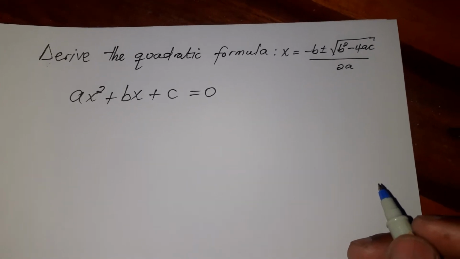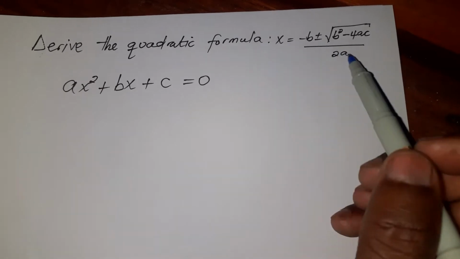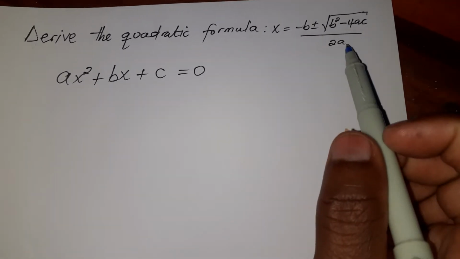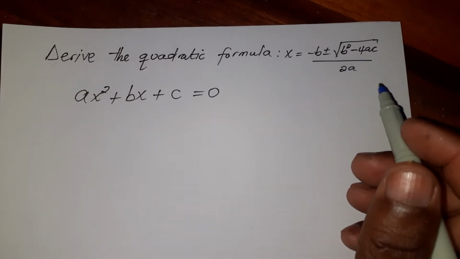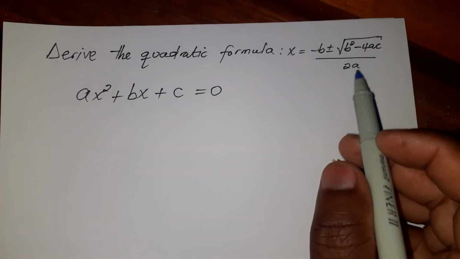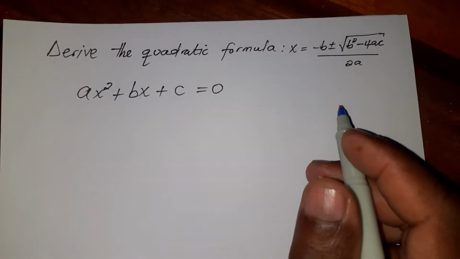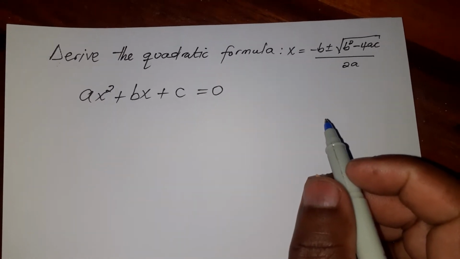In this video, we are going to derive the quadratic formula given by x equals minus b plus or minus the square root of b squared minus 4ac, all over 2a. We want to arrive at that formula by completing the square on the general quadratic equation.